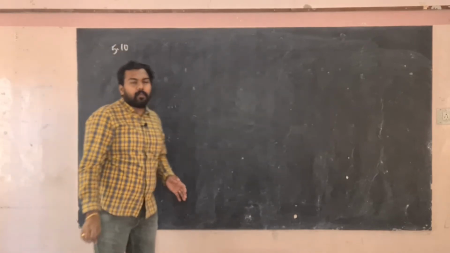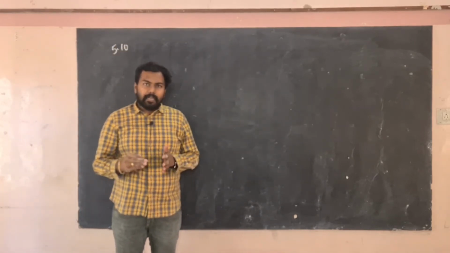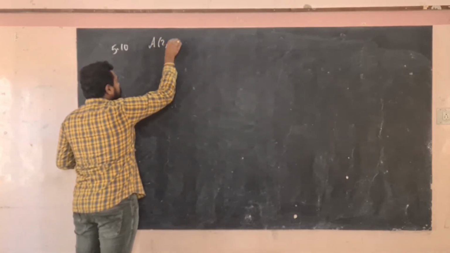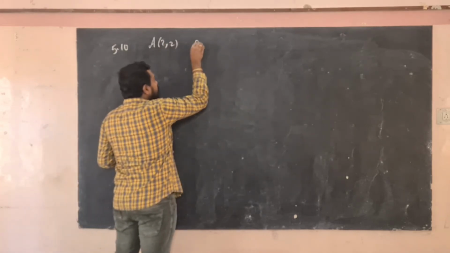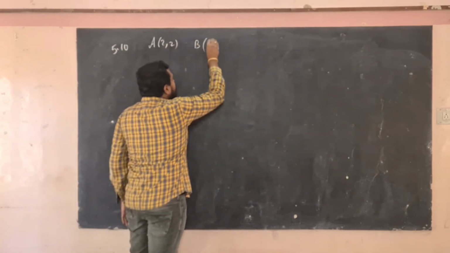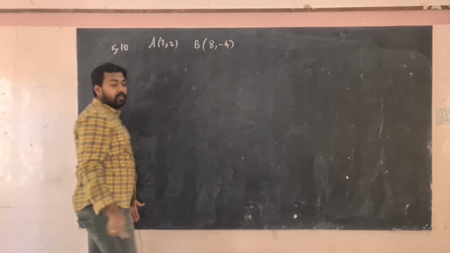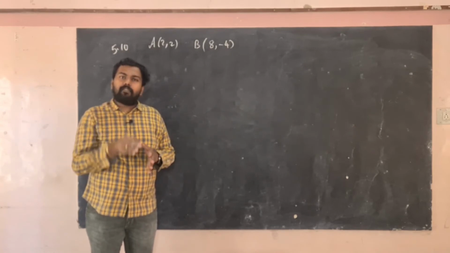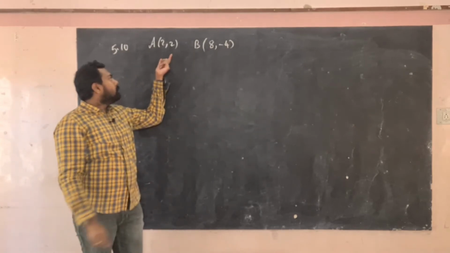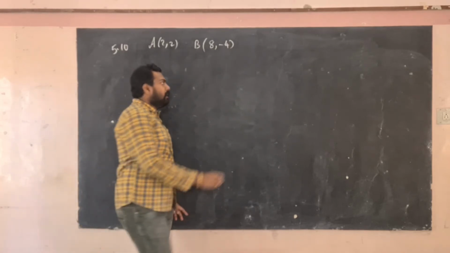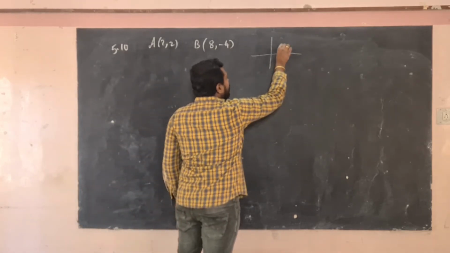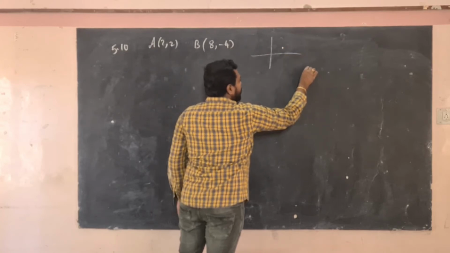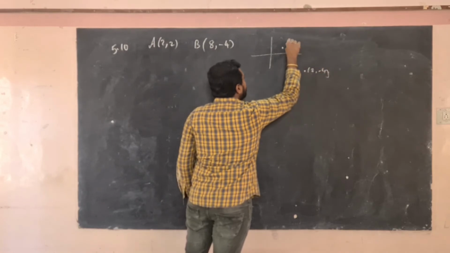Example 5.10. See what question they have given. Let A be 2, 2. B is 8, minus 4. They have given 2 points, 2 points on a plane. In the graph there are 2 points, the points 2, 2 and 8, minus 4. Okay. So imaginarily we will plot. 2, 2 will come, let it be here. 8, minus 4 will be here. Maybe 8, minus 4. This will be 2, 2.